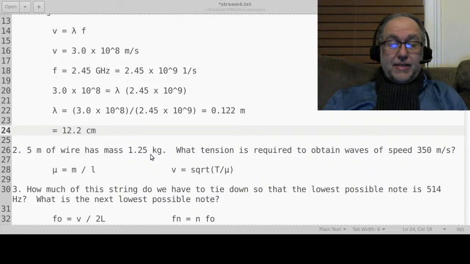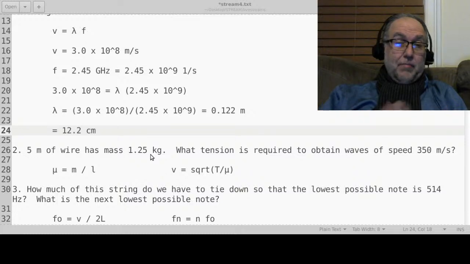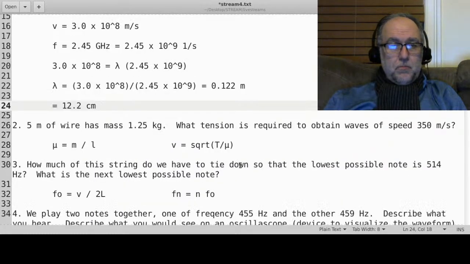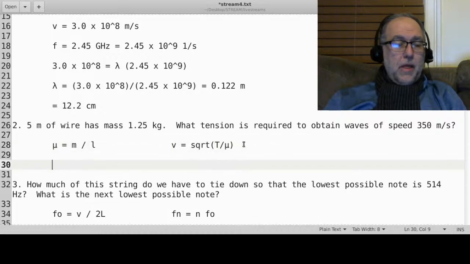That gives you the linear mass density. Because this is a string, it doesn't make sense to talk about its density as a volume density, like mass divided by volume, but it does make sense to talk about it as mass per unit length. And so that's what this quantity is here, mu. Okay, so let's calculate that quantity over here.